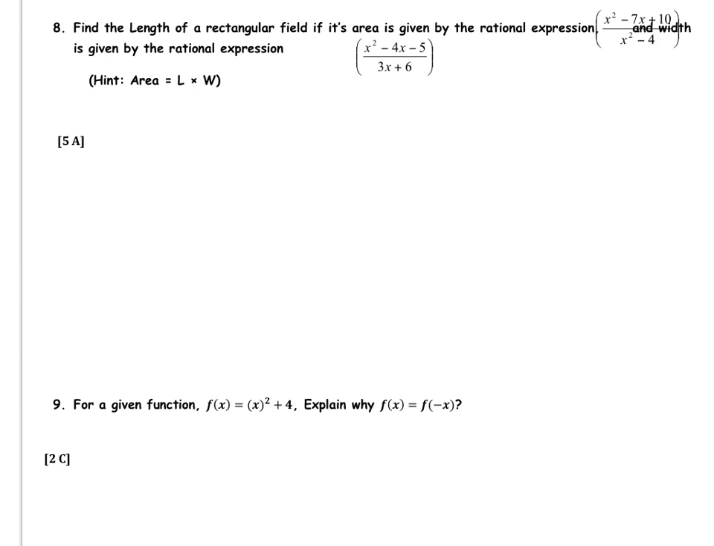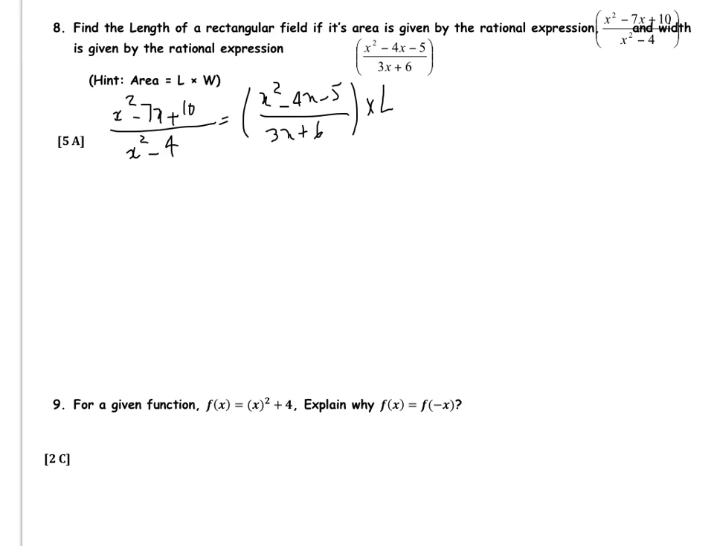In the next example, we have to find the length of a rectangular field if the area is given by (x squared minus 7x plus 10) divided by (x squared minus 4), and the width is given by (x squared minus 4x minus 5) divided by (3x plus 6). We know that in a rectangle the area is length times width, so this is going to be multiplied by length. Now I have to solve this one for length.